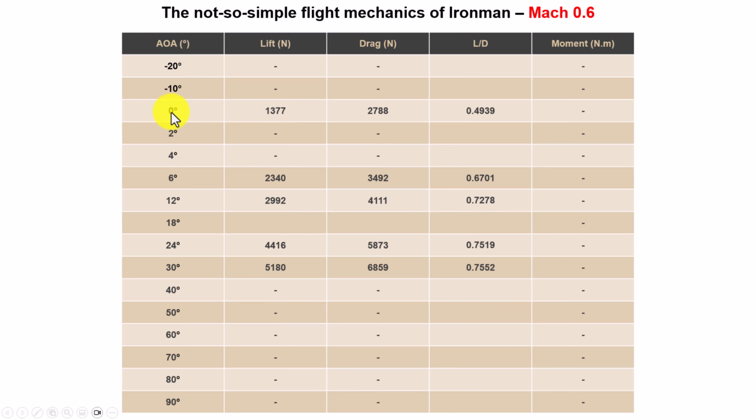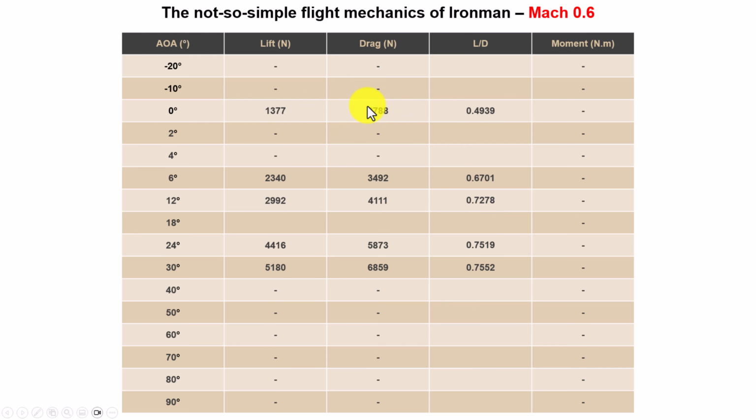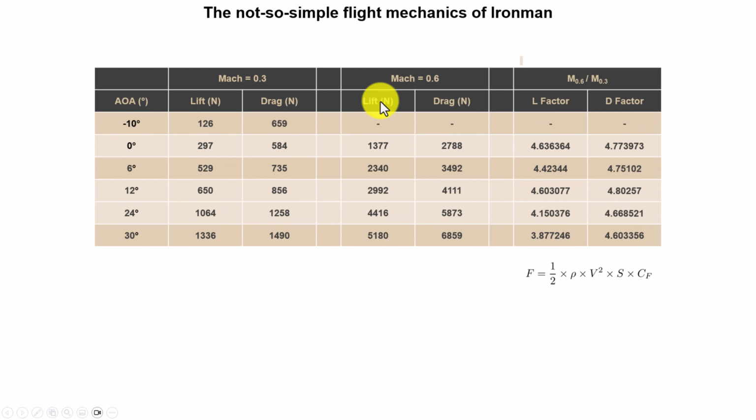Now we see that at 0 degrees we generate the necessary lift. In the previous case we were far away. But we also generate a lot of drag. So comparing now Mach 0.3 and Mach 0.6, here I compute this factor between these two velocities, just to show that basically you double the velocity, you quadruple the forces.